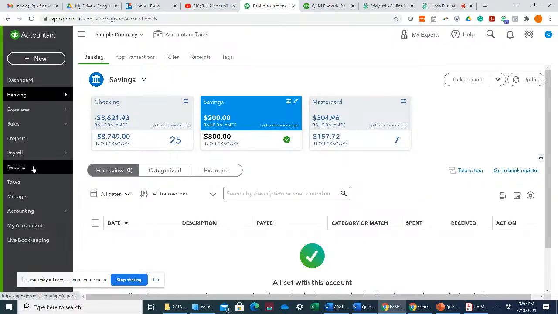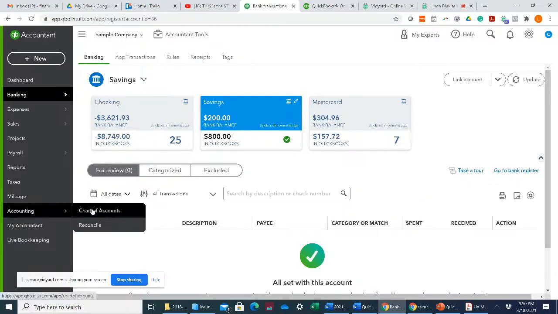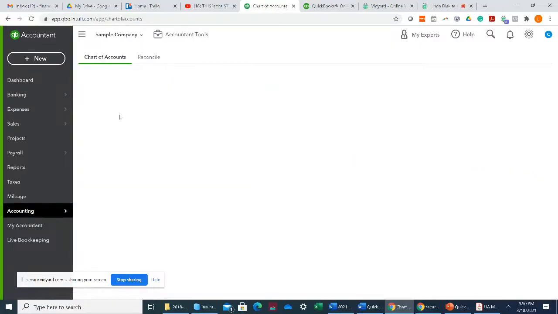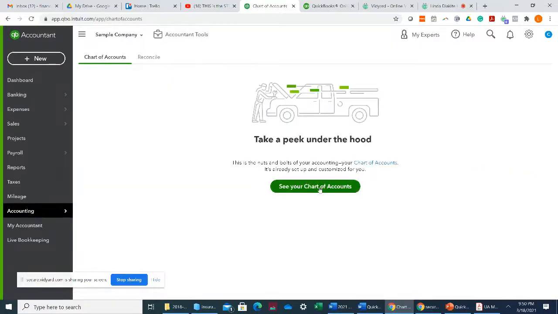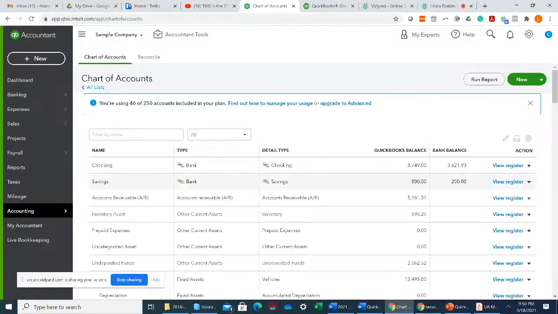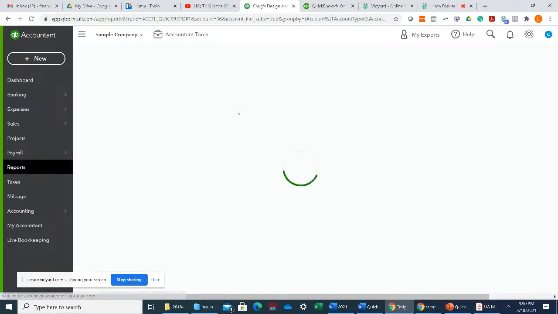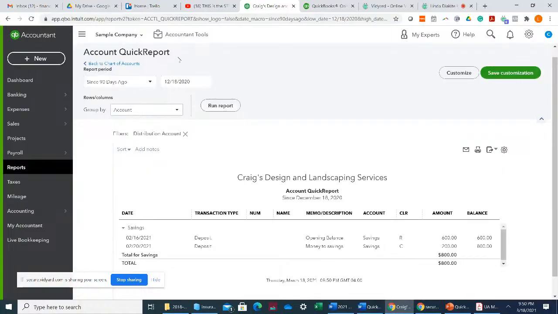Another way that you can do this, you can go to the chart of accounts and select that account. So we can just go to savings. If we go to run report, and we just want to see the transactions, this is just in a different format than the bank register. So as you can see, it matches the 800. QuickBooks will give you all of the transactions that total the 800.